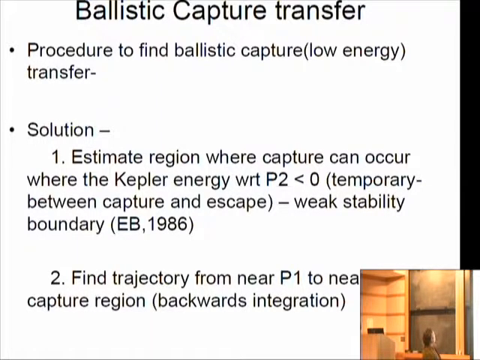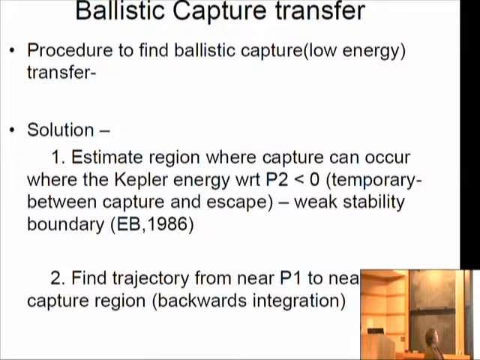Basically, how do you solve this problem of ballistic capture? What you'd like to do is arrive at P2, which is the moon, with negative Kepler energy with respect to that object. So you have your Kepler energy function, which is 1/2 the velocity squared minus 1 over the distance to the moon. You simply want this to be negative. And you want the capture to be temporary, because if it was permanent, in backwards time you couldn't get out to get there in forwards time. So you want to have it temporary.